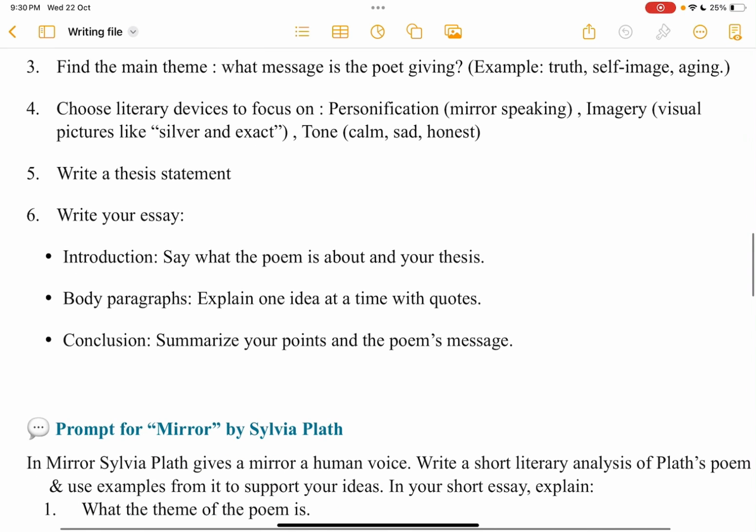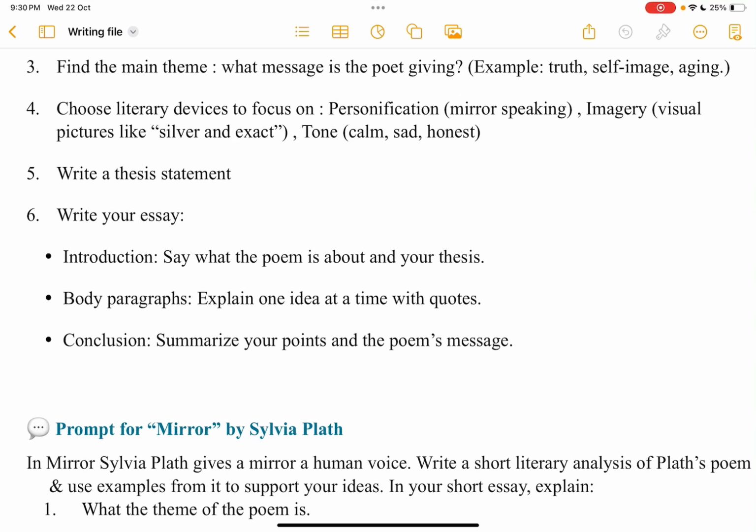And then you have to choose the literary devices that you're going to focus on in your essay. If you want to add all of them, up to you. If you want to add 2, up to you. If you want to add 1, it's up to you. For example, you can add personification, which is the mirror speaking, imagery, visual pictures like silver and exact, or the tone could be calm, sad, and honest. And then you have to create this thesis statement. And I'll show you a few, don't worry.